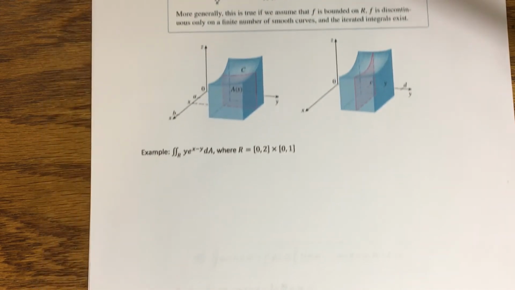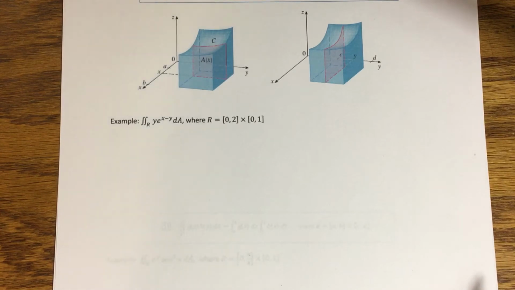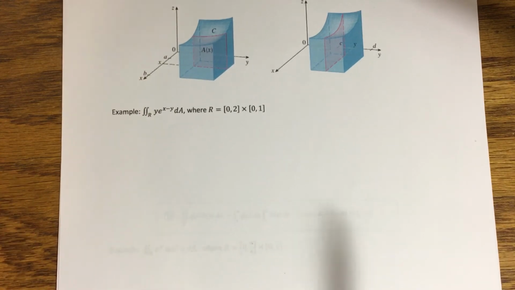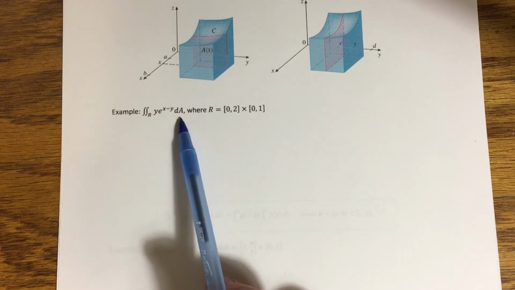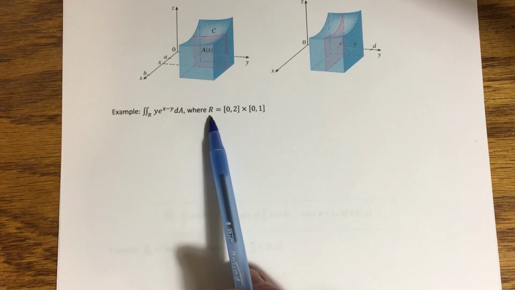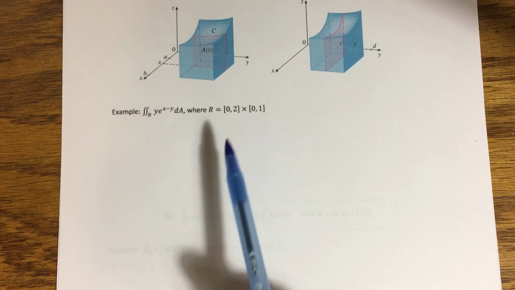So let's move up to this example right here. I'm going to evaluate this double integral. The function is y e to the x minus y dA, and the rectangle R is [0, 2] by [0, 1].